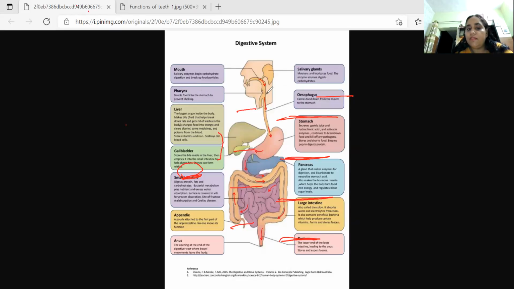Then below is the pharynx. Its function is to direct the food into the stomach and prevent choking. After the pharynx, it starts going into your esophagus, right? Next, from here, the food's travel from the mouth down to the stomach is done with the help of the esophagus, right?